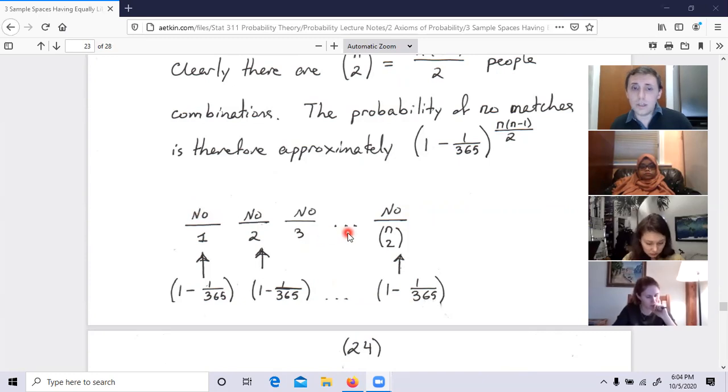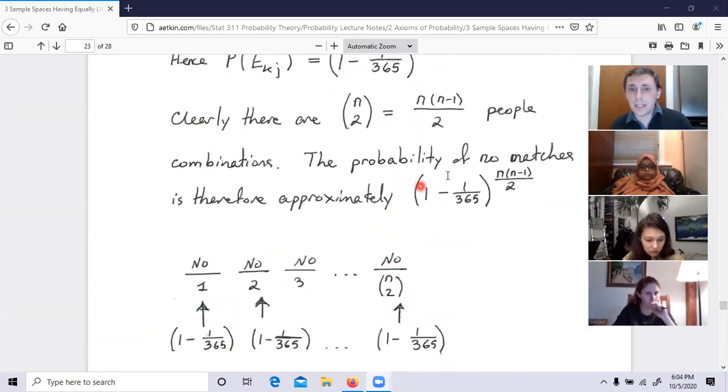And so the number that I get is (1 minus 1 over 365) to the power of n choose 2. What does this number look like? Any ideas? What does it look like?